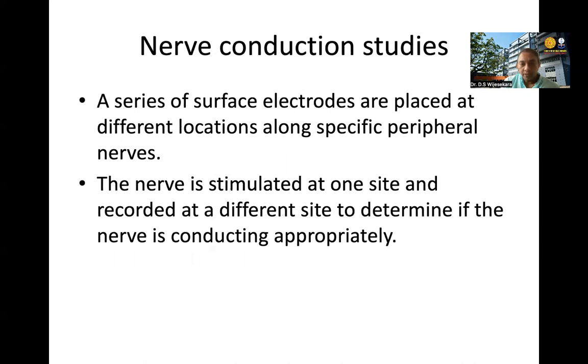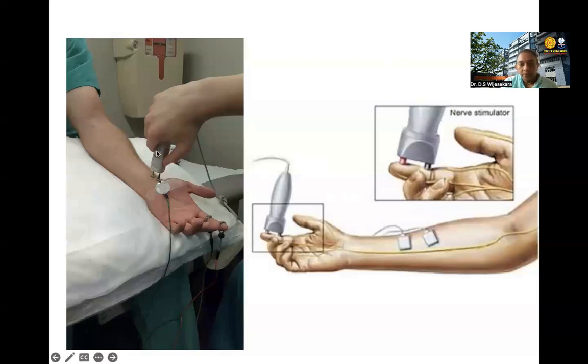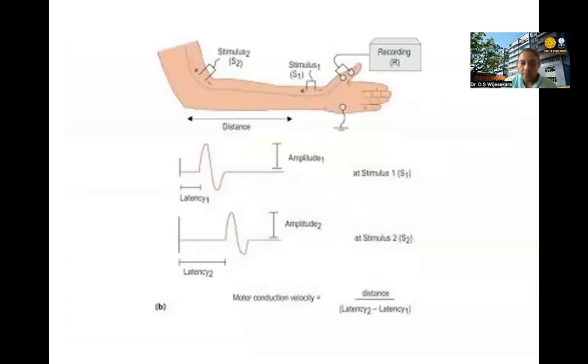So the other investigations are nerve conduction studies, where a series of surface electrodes are placed at different locations along the specific peripheral nerves, and then the nerve is stimulated at one site and recorded to determine whether the nerve is conducting properly. So these are pictures of the equipment where it is stimulated, and then it's recorded in the machine, recorded at different areas. So you can decide whether the nerve is functional or dysfunctional, sensory involvement, etc. They are recording, and the stimulation is here, and you can see the waveforms.